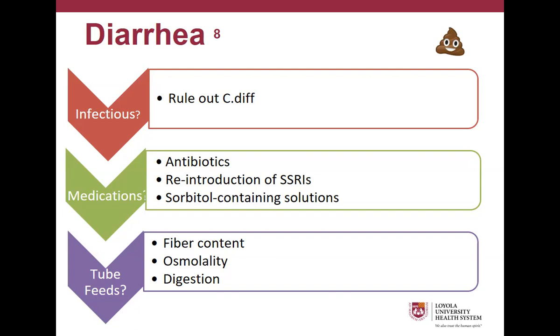So C. diff is a common hospital-acquired infection. We should be ruling that out. And then in certain populations, such as transplant patients, who are more prone to infectious complications, things like CMV or norovirus are going to be important as well.